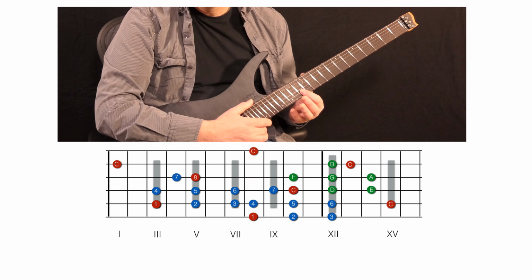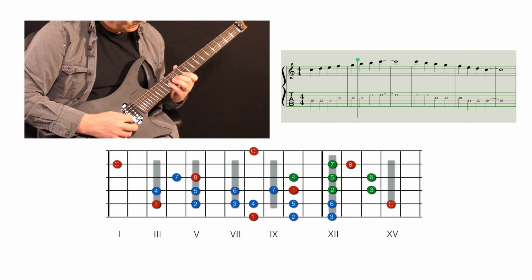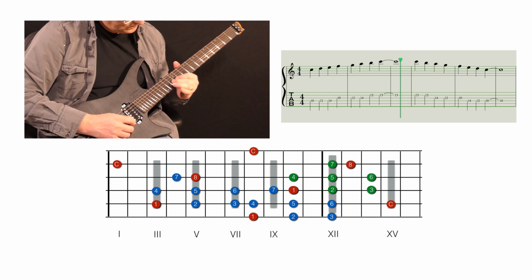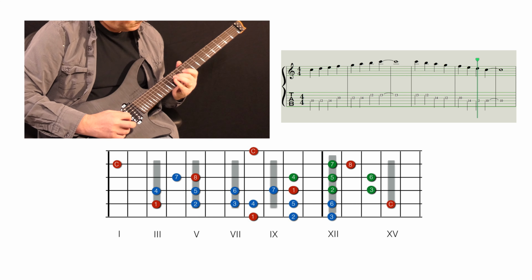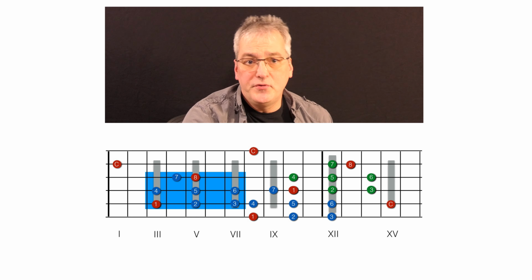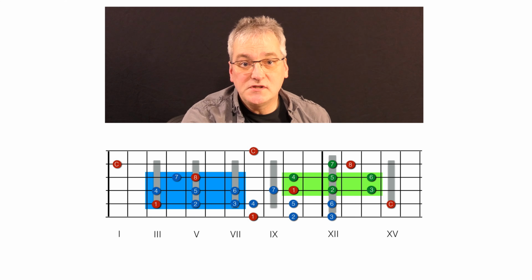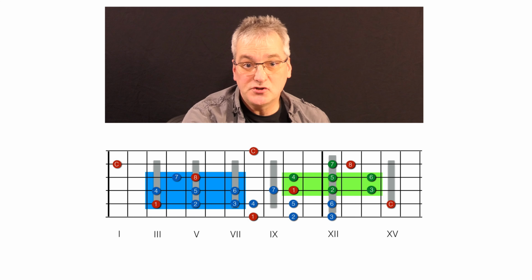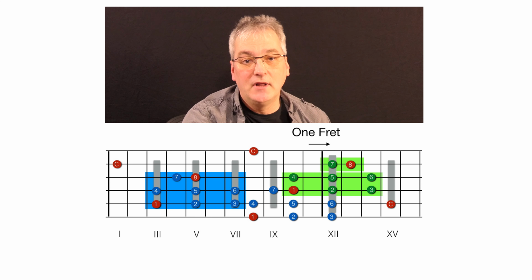So let's play the whole pattern. If we compare the previous pattern in blue with this one in green, you see the only difference is that the notes are shifted up by 1 semitone or 1 fret on the 2nd string. Apart from that, the pattern is incredibly similar.